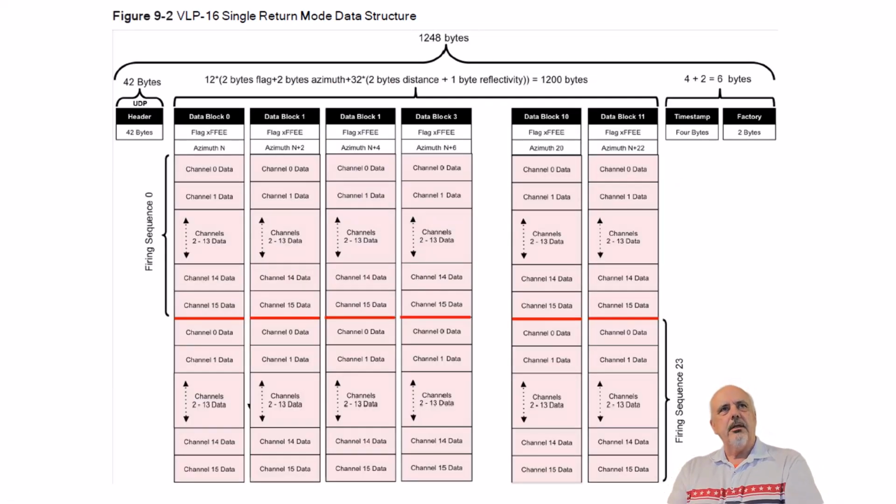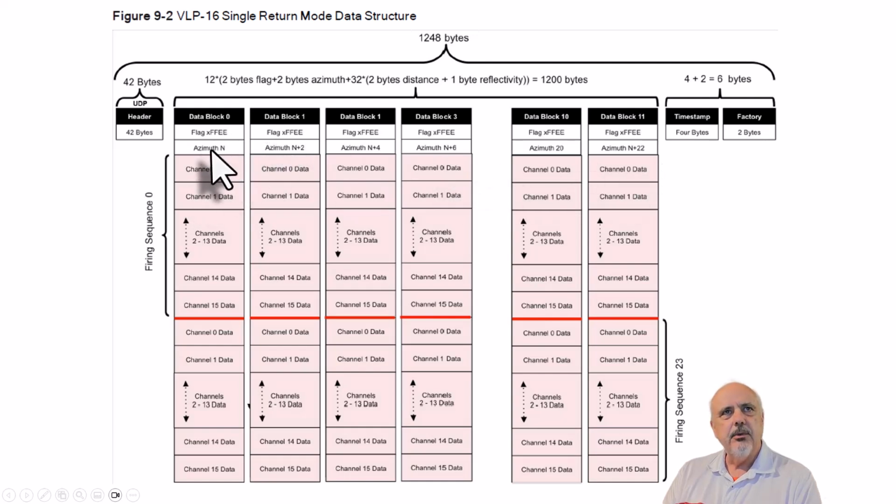Anyway, let's look at this. So this is what the data comes back as. Data comes back as 1,248 bytes. The first 42 bytes will be a network header, so we don't need to look at that. In the last 6 bytes, there'll be a timestamp and some factory value, so we don't need to concern ourselves there. But I'd like you to check out how the data comes through in blocks.